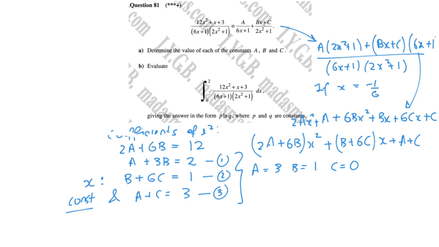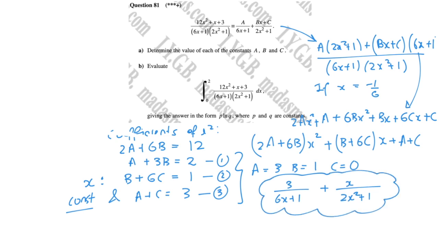So 3 over 6x plus 1. I'm just putting the values of a, b, and c in now. Then plus b is 1, so x over 2x squared plus 1. And c is 0, which is nice and simple. So we are to integrate this. I will deal with the limits later. Let's just deal with the integration itself.